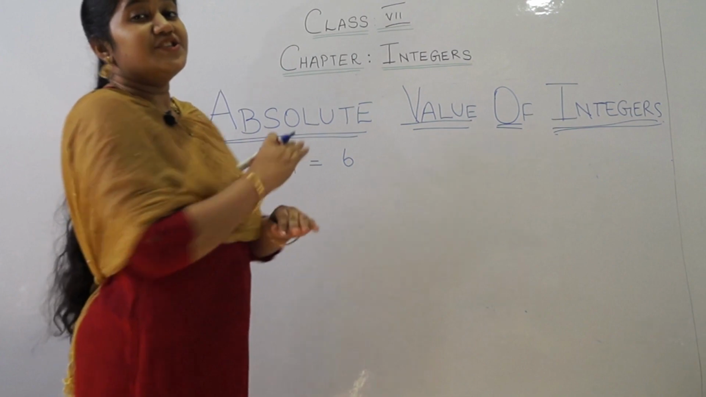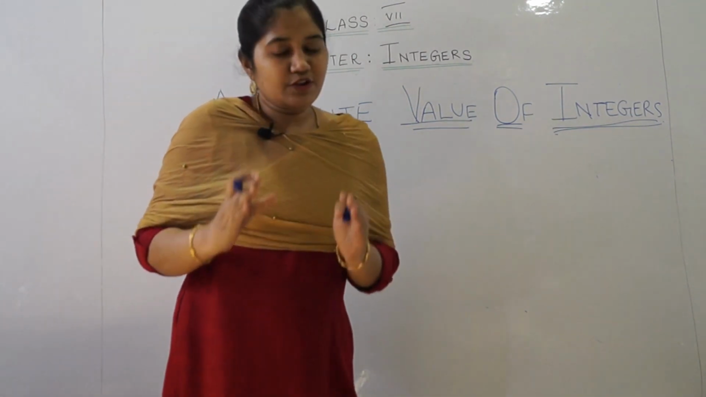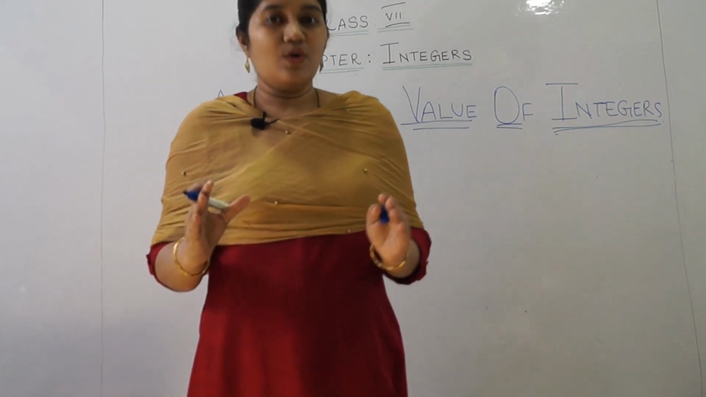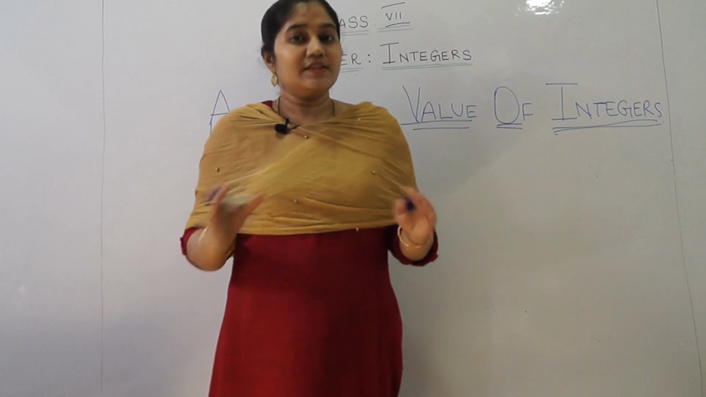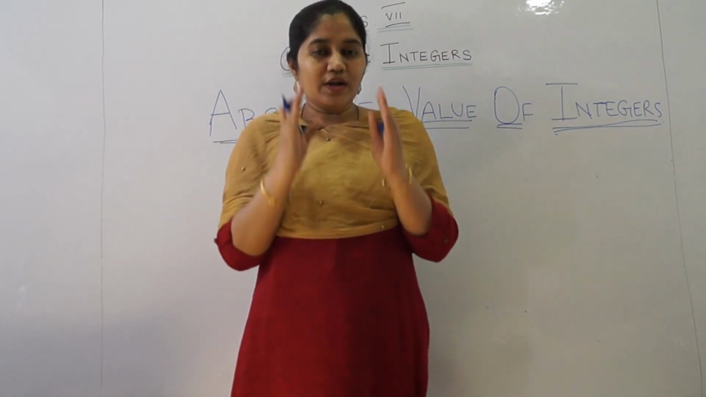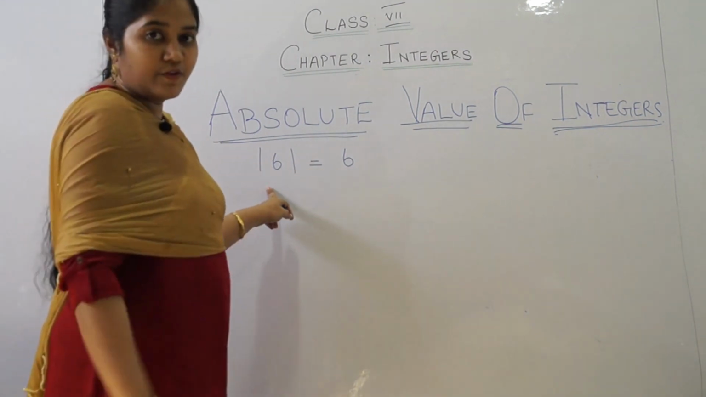So we can just ignore the sign of the integer. Whenever we take the absolute value of any integer, we just ignore the sign, whether it is positive or negative. The sign is ignored and only the number is written. So this is one example for a positive number.